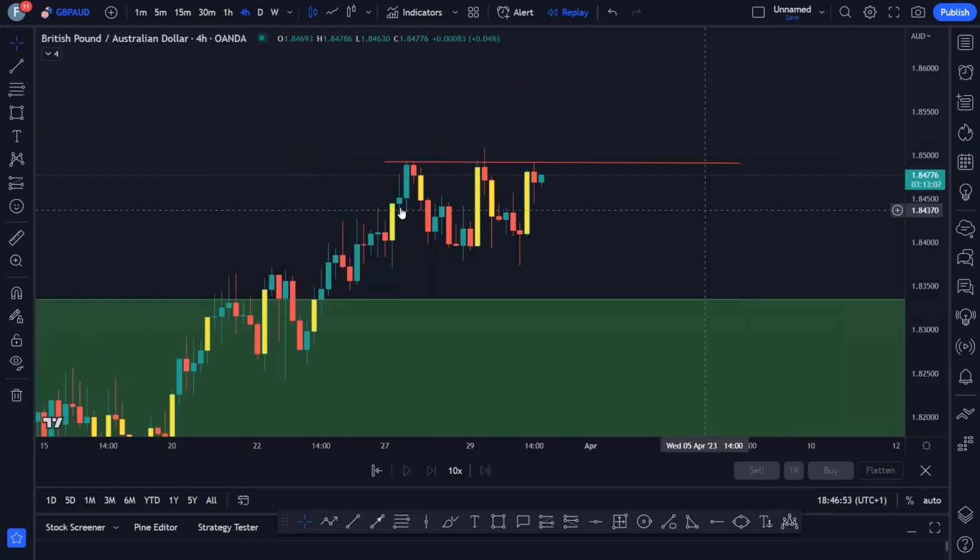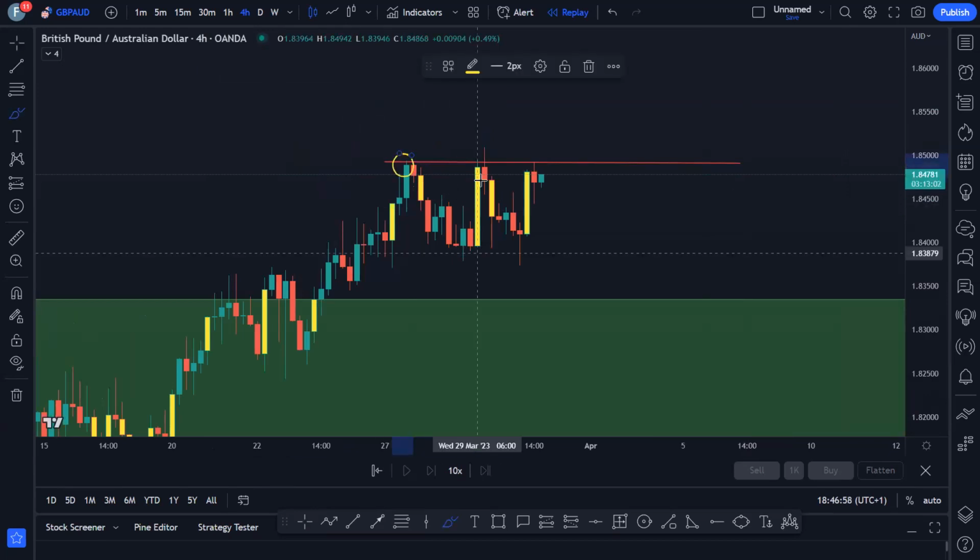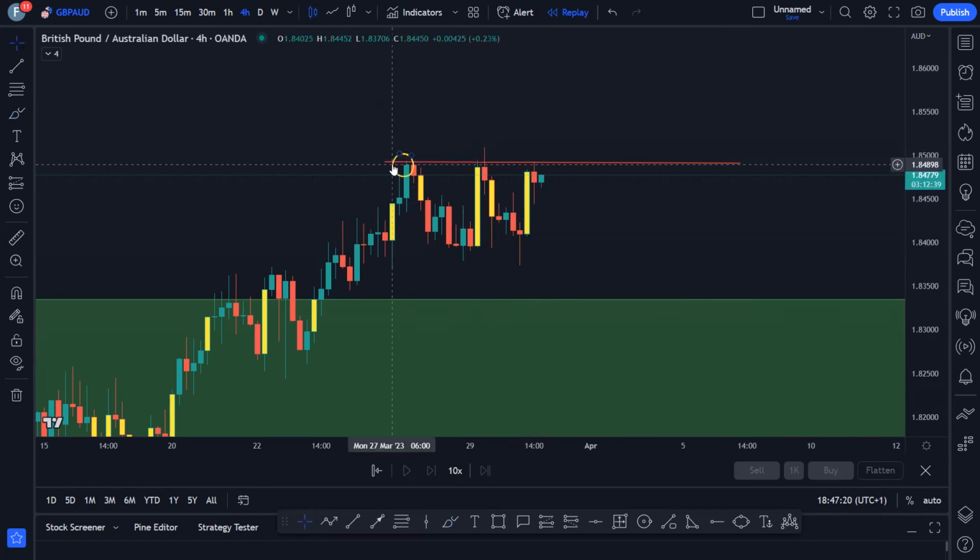Look at this high right here. When price came back into that zone to take it out, the body of this candle did not close above the zone. So we can't count this as a break of structure. So we are seeing some level of exhaustion here, right? So this can just be some sort of a stop hunt, okay, or liquidity grab.